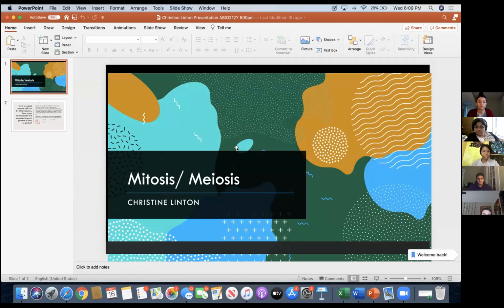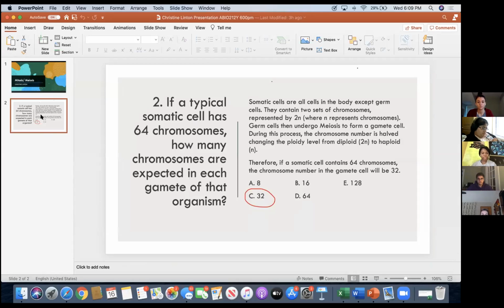For my presentation, I had the second question, and that was, if a typical somatic cell has 64 chromosomes, how many chromosomes are expected in each gamete of that organism? I gave a little background and I said somatic cells are all cells except for germ cells. They contain 2 sets of chromosomes represented by 2n, where n represents the amount of chromosomes. Germ cells then undergo meiosis and form a gamete cell. During the process, the chromosome number is halved, changing the ploidy level from diploid, which is represented by 2n, to a haploid, which is just n.